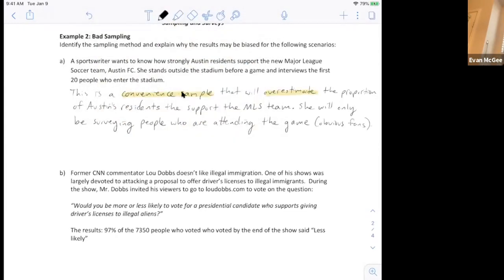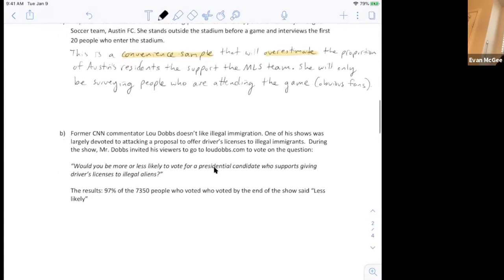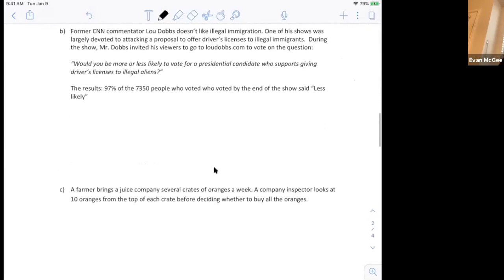So again, it's a convenient sample that will overestimate. She's only selecting from people who are obviously fans. Example 2.